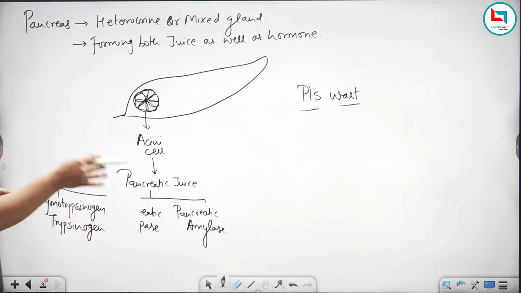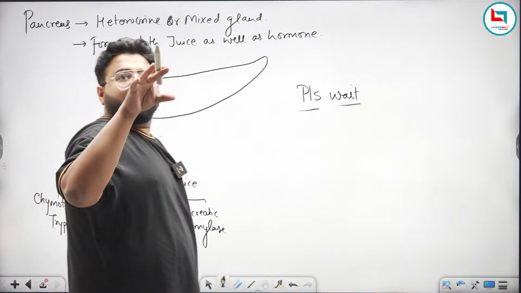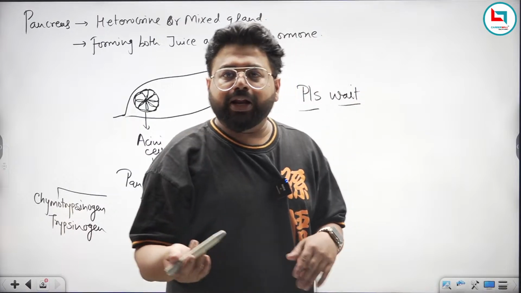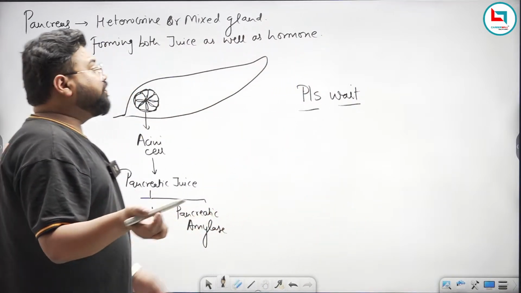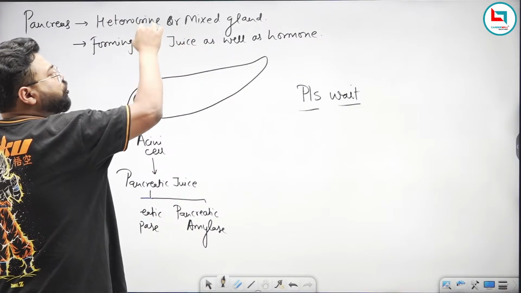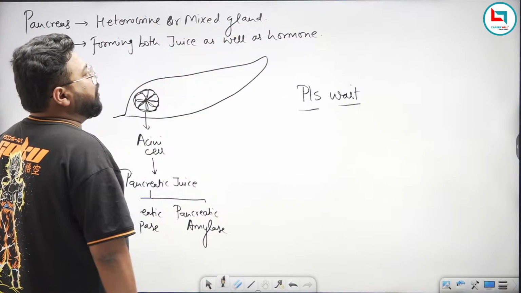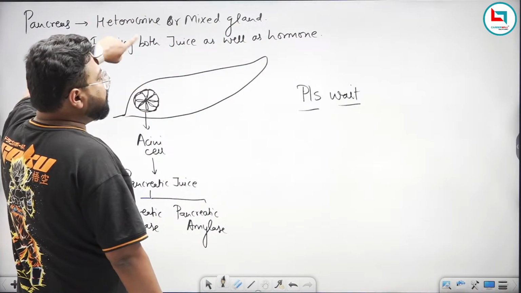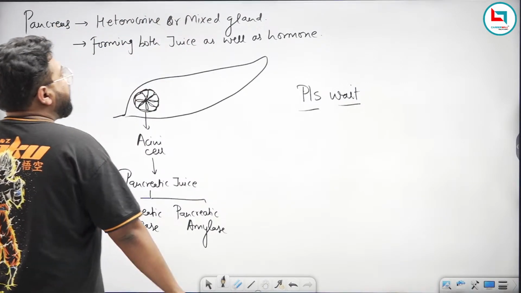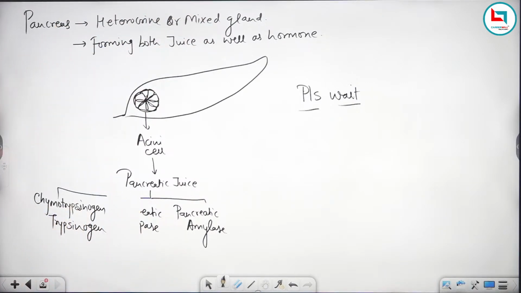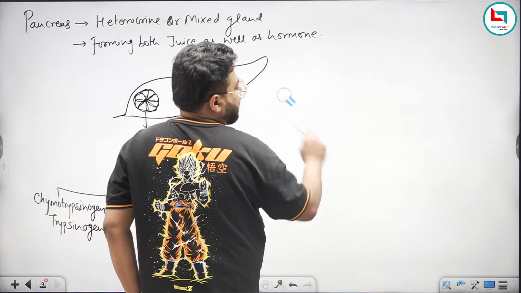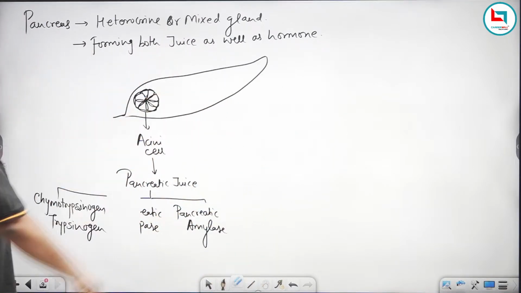Some glands release only hormones. Those glands which release only hormones are said to be endocrine glands. But there are some glands which can release both juice as well as hormone. Such glands are said to be heterocrine glands or mixed glands. Pancreas is one of the best examples of a mixed gland. Now this is the structure of the pancreas.